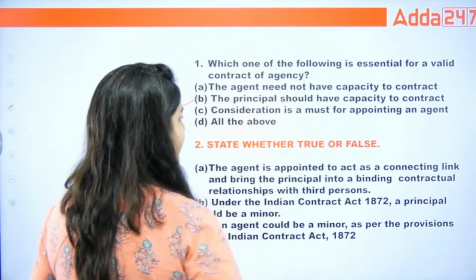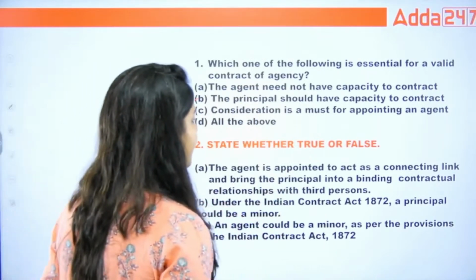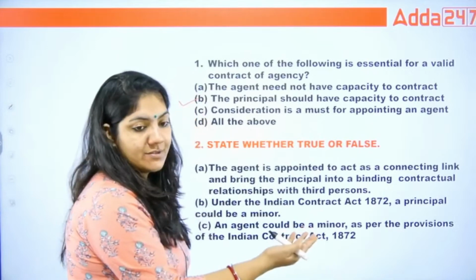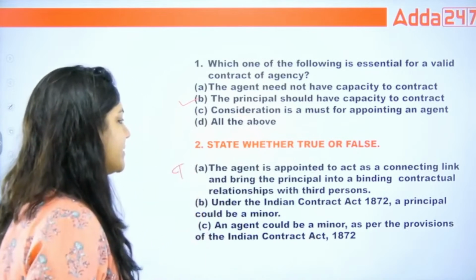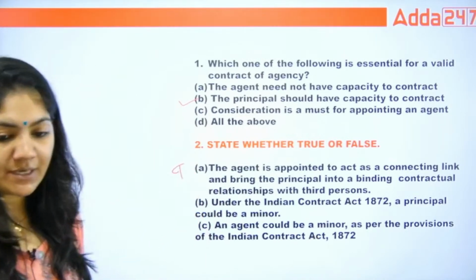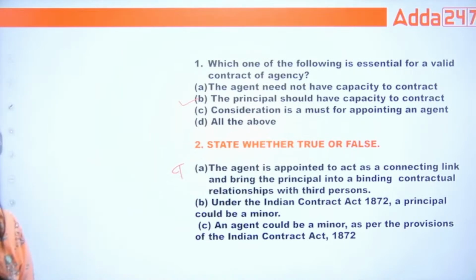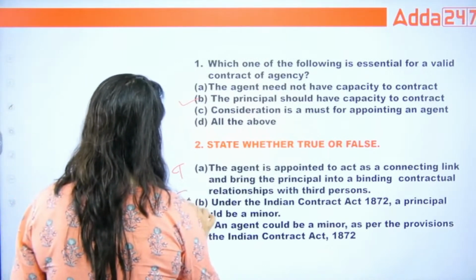The agent is appointed to act as a connecting link and bring the principal into a binding contractual relationship with the third party. The answer is yes. This is true. Under the Indian contract law, the principal could be a minor. Tell me, class. The principal could be a minor. B, that is totally false.